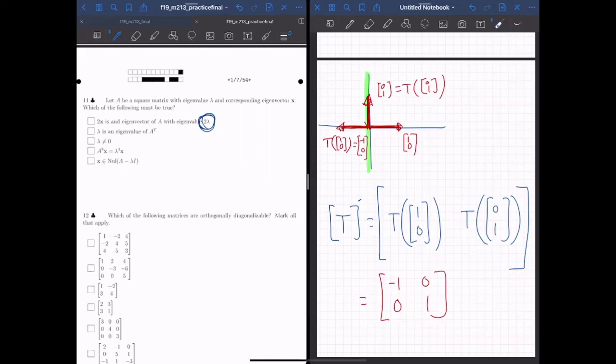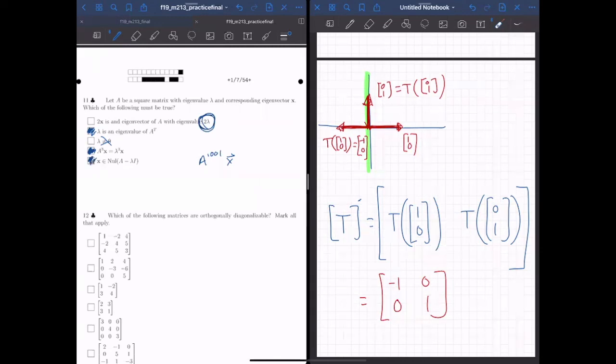Lambda is an eigenvalue of A transpose. Is that going to be true? Yeah, that is true. Lambda can't be equal to 0. Can an eigenvalue be equal to 0? Sure can, right? So this one is false because lambda certainly could be equal to 0. A cubed times x equals lambda cubed times x. That is true. We saw an example kind of like that when we did the A to the 1001 times x. That's kind of what happened there. And then the last one, x is in the null space of A minus lambda I. Yeah, so that is true.